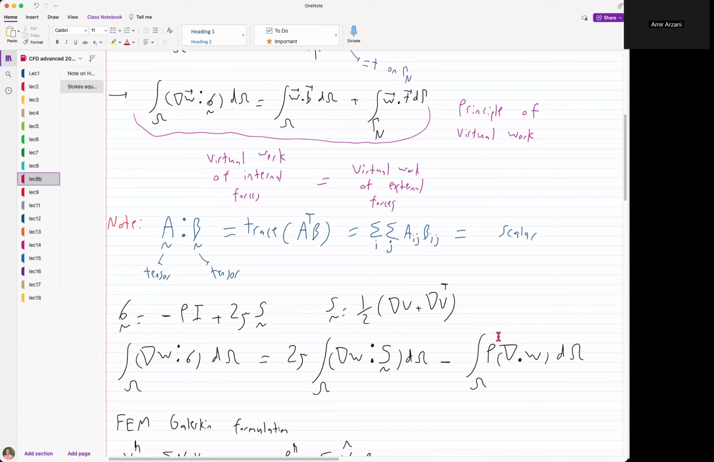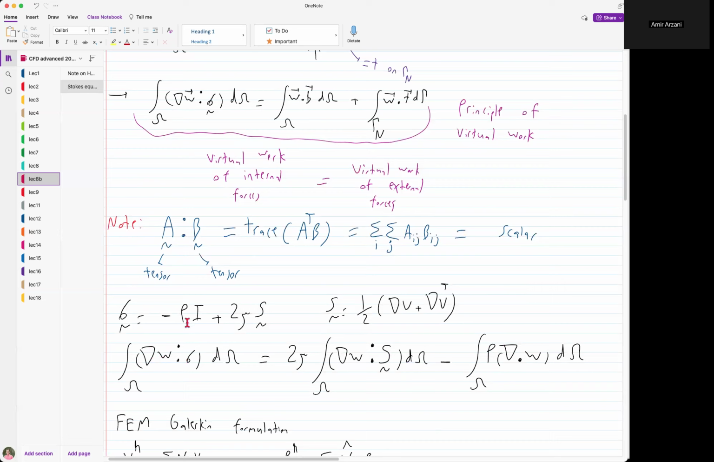Now, the way to see this is a simple, very short exercise. If you're familiar with Einstein index notation from either your continuum mechanics classes or your graduate level fluid mechanics class, if you write this in index notation, you can easily prove that when you plug in sigma, the pressure part gives you this term. So basically, gradient of W is grad_i W_j, i and j being your indices, multiplied by sigma_ij. In this case, i and j are both dummy indices. You do this multiplication, you get a scalar.